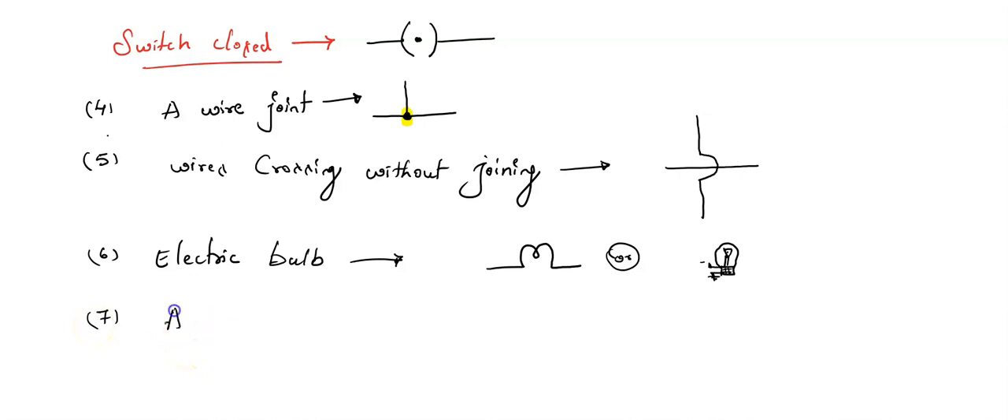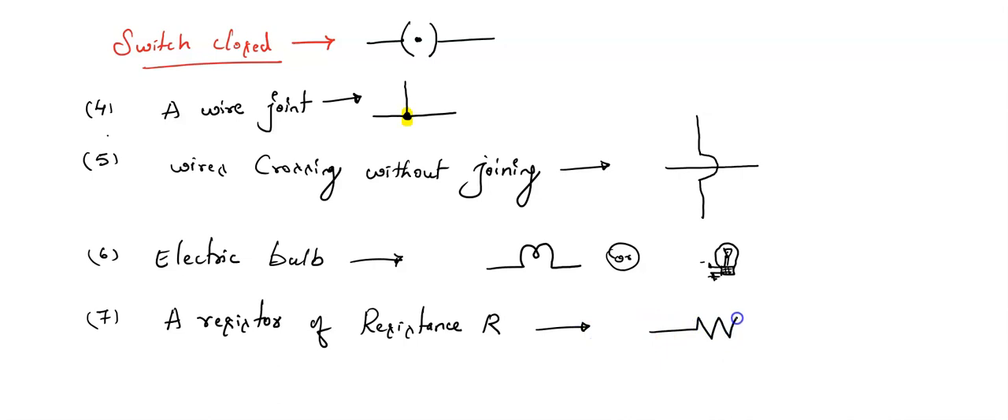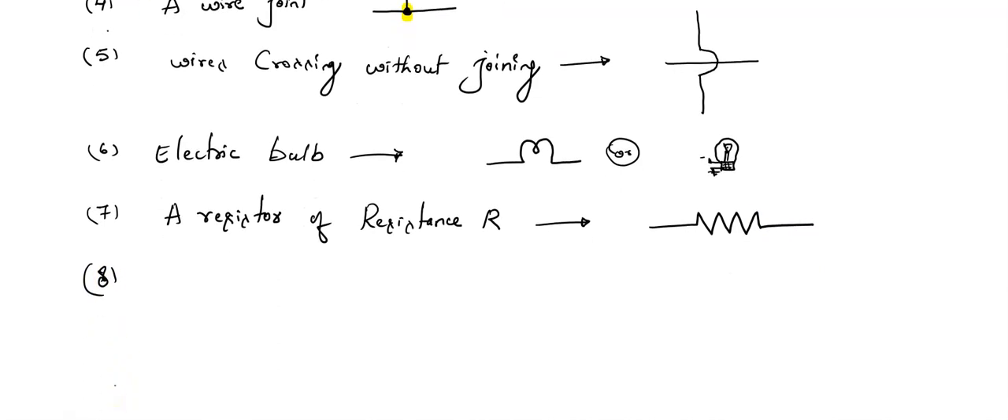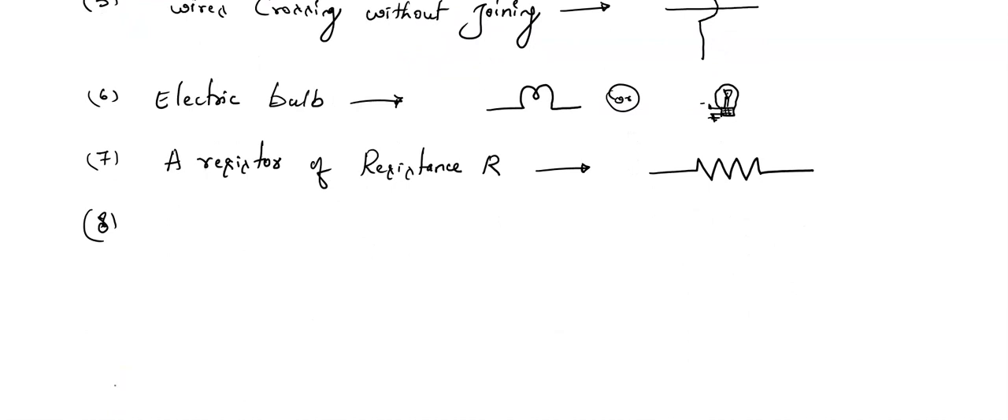Then we have one more topic, a resistor. What is it? A resistor of resistance R. So what is the symbol of a resistor? Simple. See children, this is the symbol of a resistor. You should draw like this. I hope you can see. That is the symbol of a resistor of resistance R.